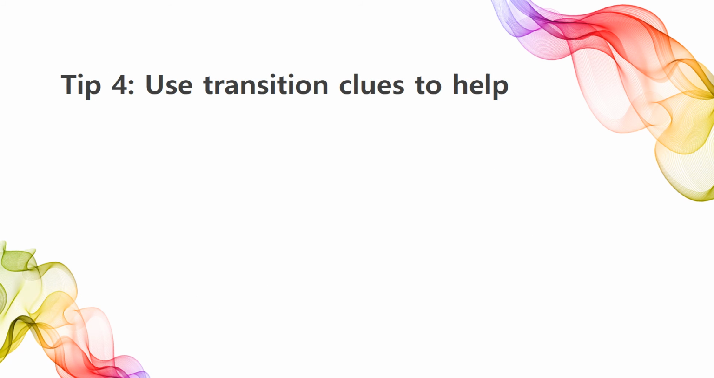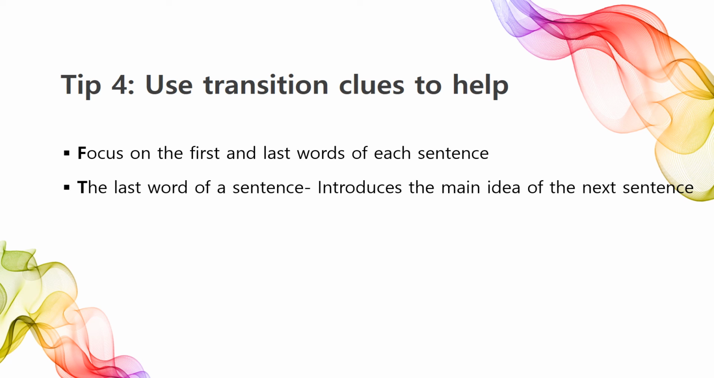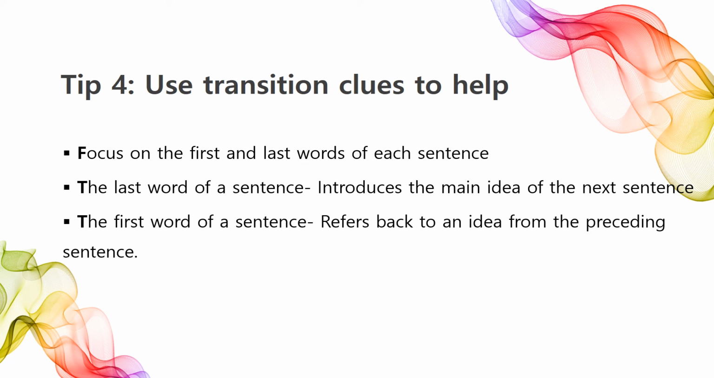Tip number 4 is to use transition clues to help. The first and last words of each sentence are the ones you should focus on. The last word of a sentence may introduce the main idea of the next sentence, or the first word of a sentence may refer back to an idea from the preceding sentence.